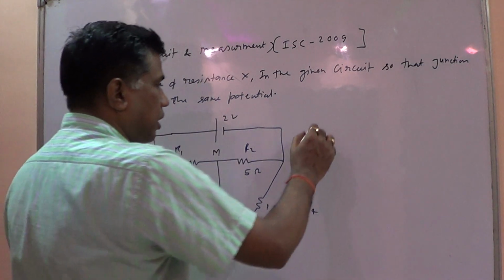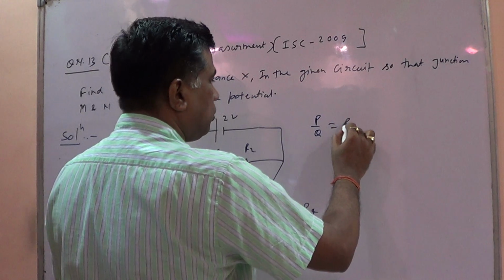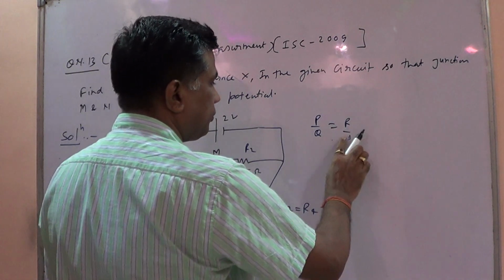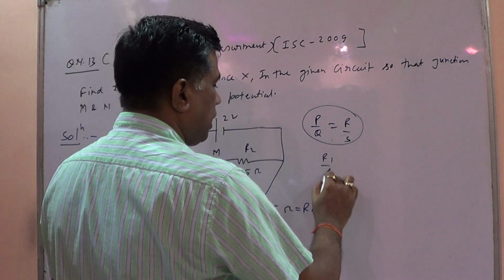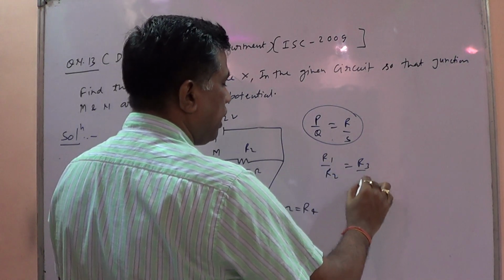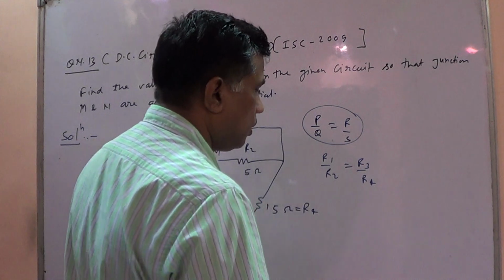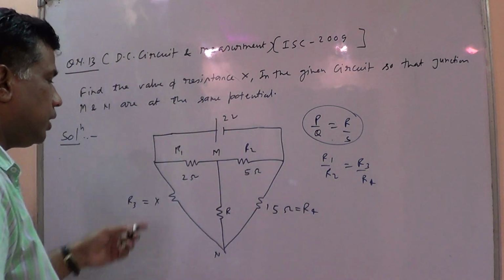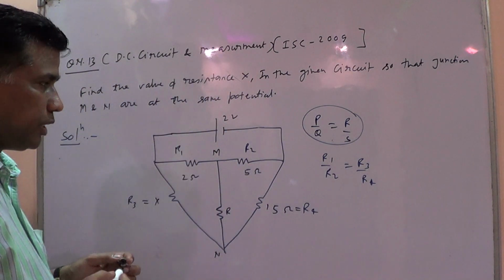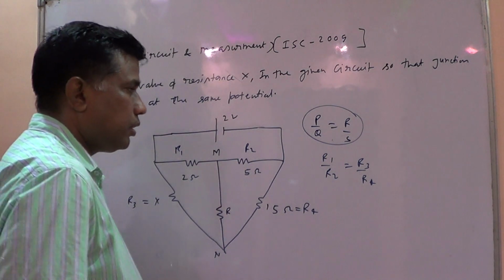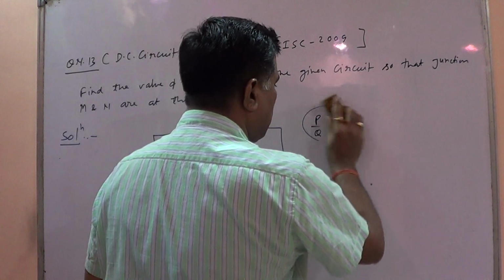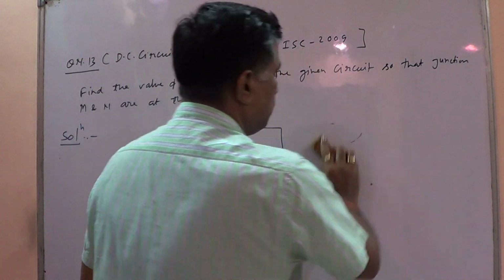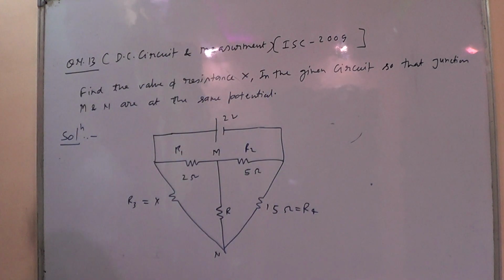So in place of P by Q equal to R by S, I am going to write R1 by R2 equal to R3 by R4. If it is so, then it is a balanced Wheatstone bridge. So I am going to check the value of R1 by R2 and the value of R3 by R4.